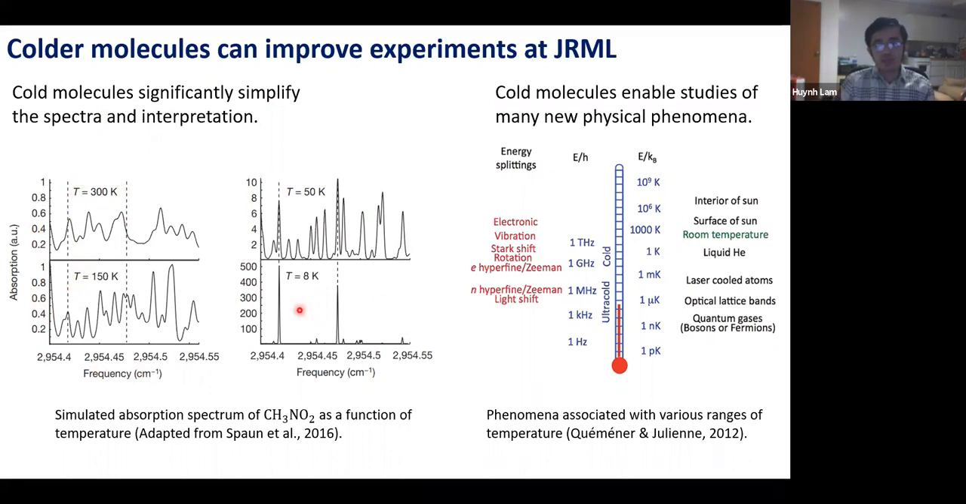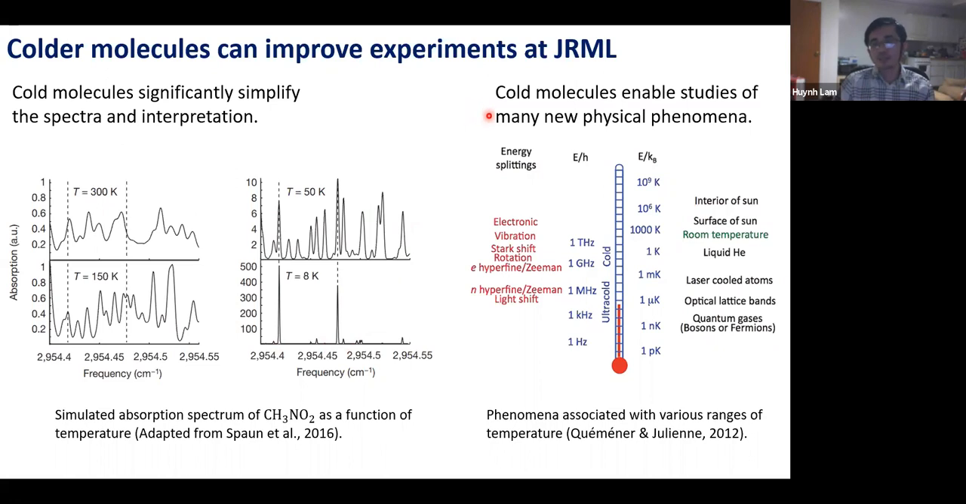At low temperature, like 8 Kelvin, the absorption spectrum only has two dominant frequencies, which means you only have two transitions involved in the experiment. However, as the temperature increases, more and more transitions happen in the spectrum, and it will be more difficult to figure out what's going on in the experiment. We cannot understand the experiment anymore. So a lower temperature gives us a better advantage in understanding what's going on.